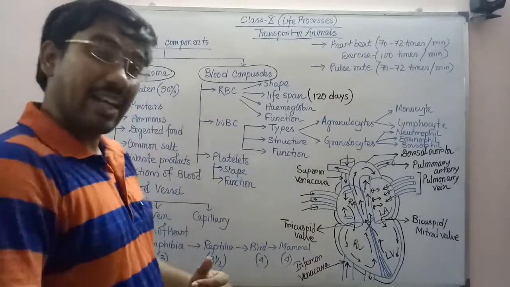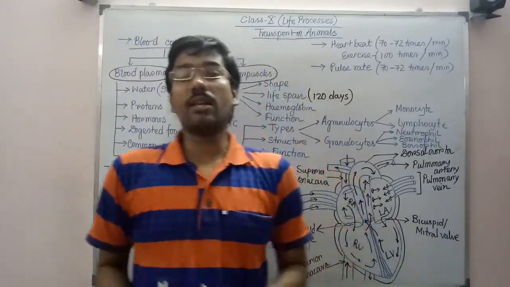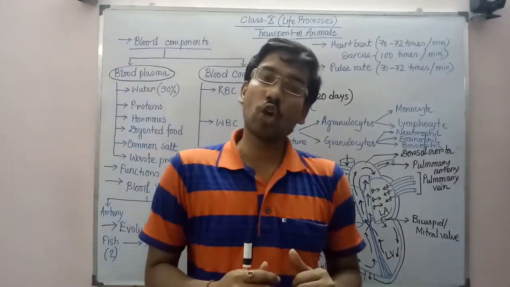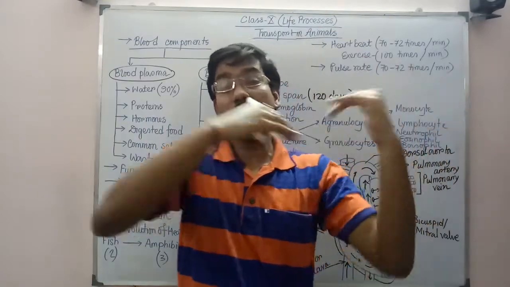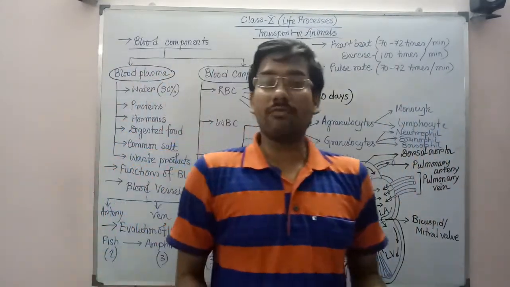After amphibia, when the reptilia has come, you can see there are 3.5 chambers. Why am I talking about 3.5 chambers? Because the atrium is totally divided into two different chambers, left atrium and right atrium, but the ventricle is partially divided into two chambers.